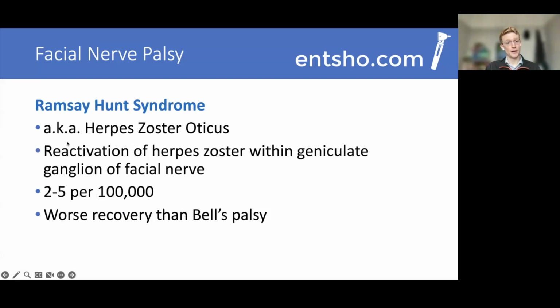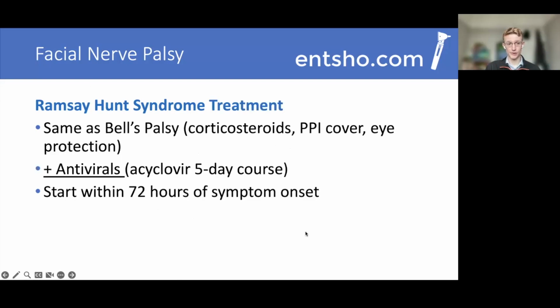Then Ramsay-Hunt syndrome is the other one that people are likely to have heard of. This is reactivation of herpes zoster within the geniculate ganglion of the facial nerve. It's a bit rare, 2 to 5 per 100,000, and it does have a worse recovery than Bell's palsy. The management is very similar.